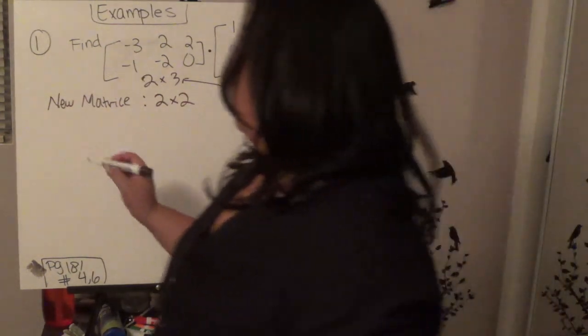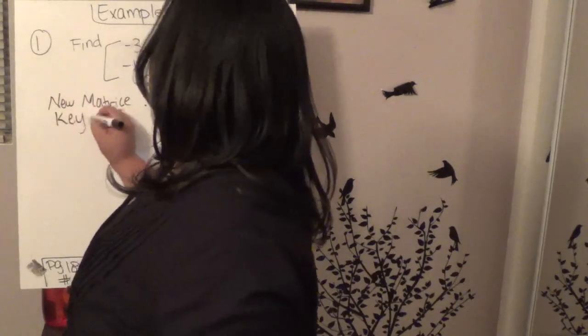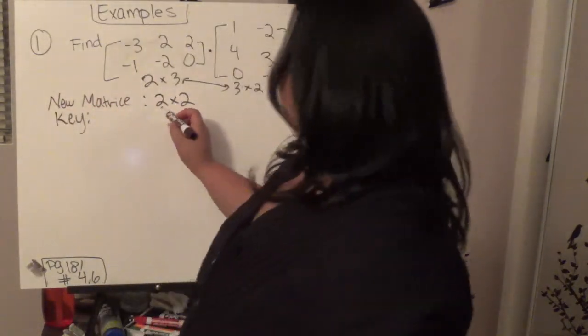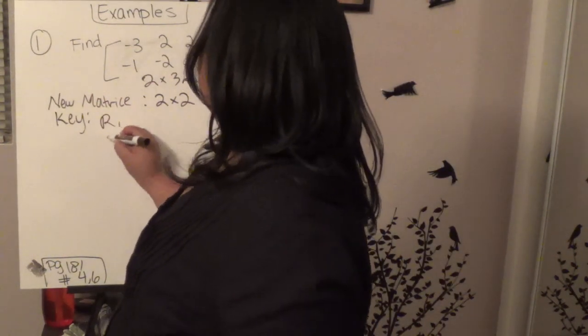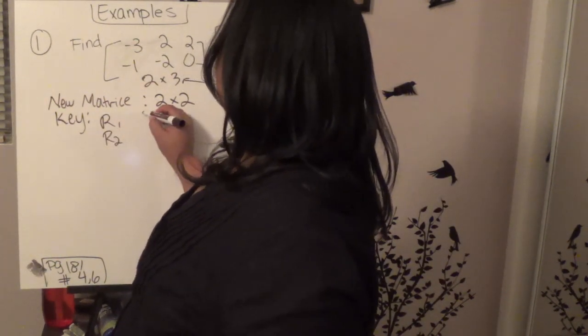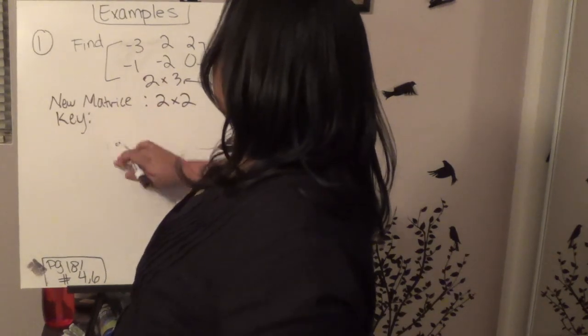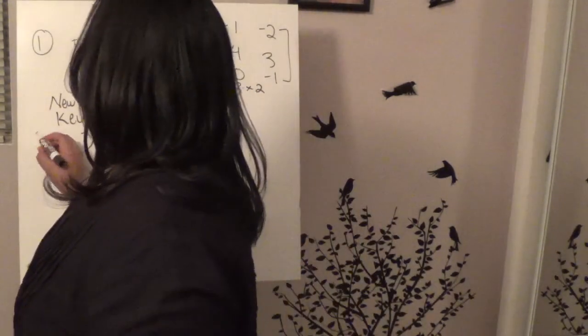So I'm going to create my key. Okay? What that means is I'm going to have 2 what? 2 rows and 2 columns. So I'm going to have 2 rows, row 1, row 2, and I'm going to have, oh, let me write it here. Let me put it here.